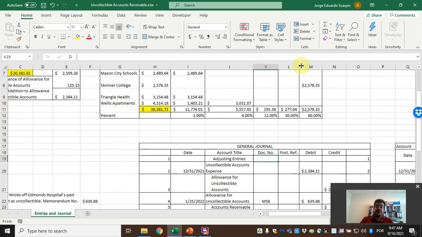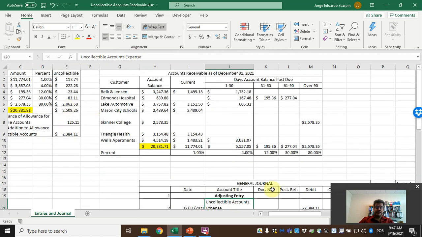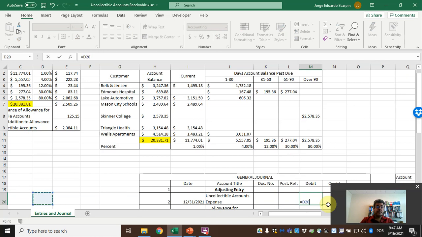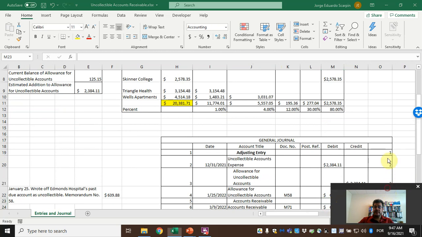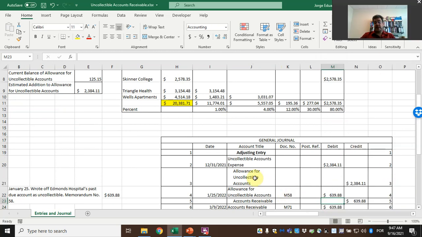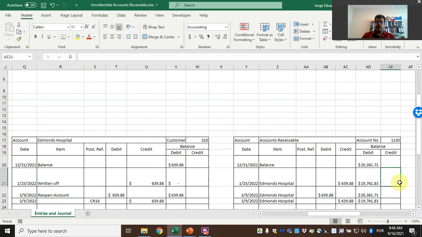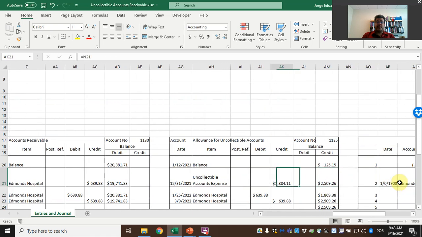First, it is an adjusting entry, not entries, because it's only one. Adjusting entry, because this is an accrual entry. So debit uncollectible accounts expense, and then how much? 2,384. And credit is the allowance for uncollectible accounts. And we move this one to the allowance for uncollectible accounts journal.